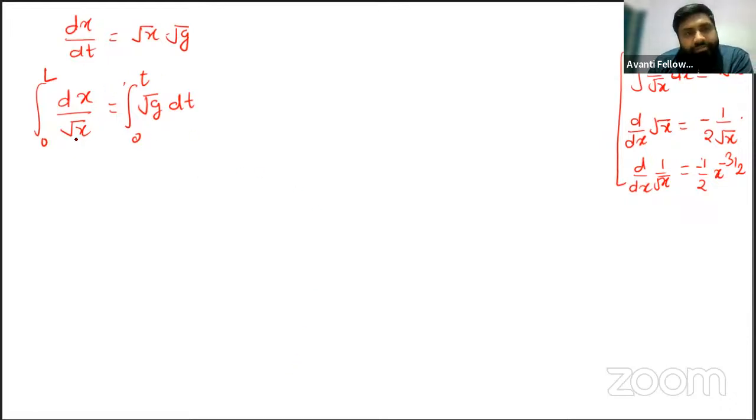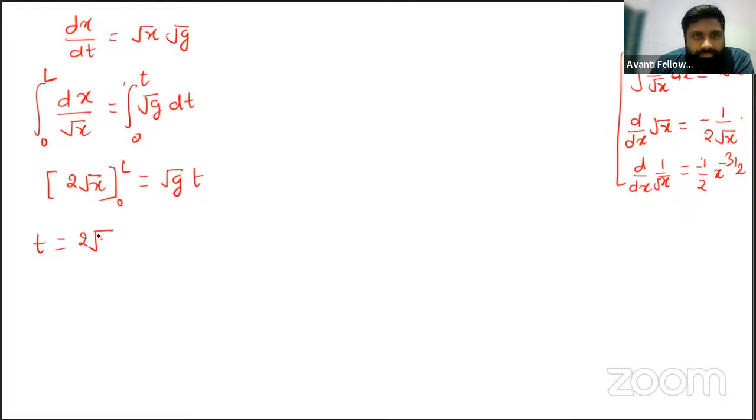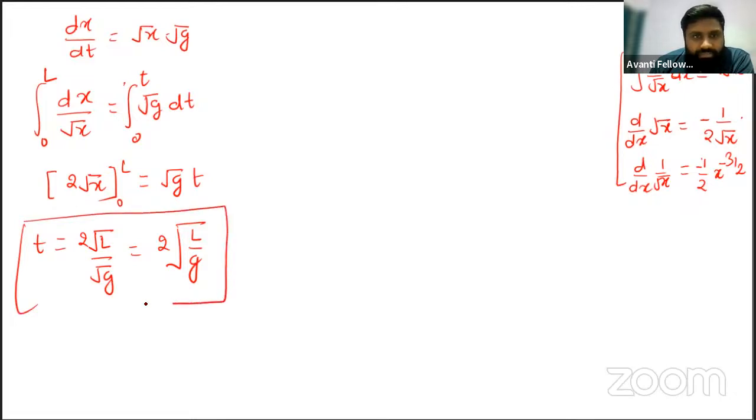Now, here we have the integration of 1 upon root x, so we can write it as 2 root x, with limits 0 to L, and here root g is constant. So the integration of dt from 0 to t will become t. Now we put the limit in this, it will become 2 root L divided by root g. So we can say it is 2 times root of L upon g. So this much time the wave will take to reach the upper end of the rope.